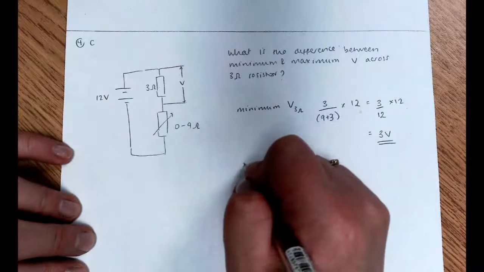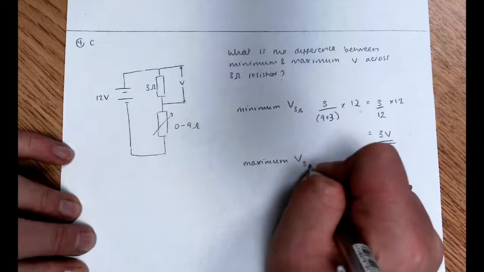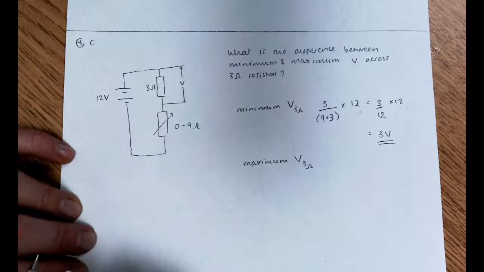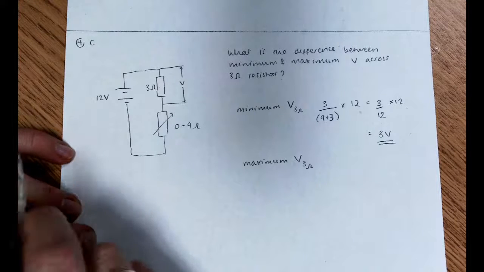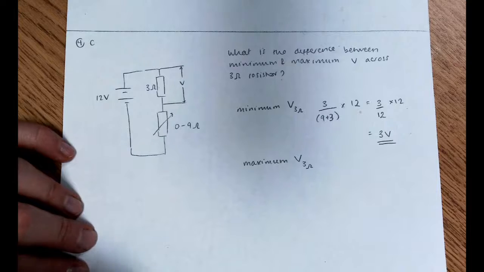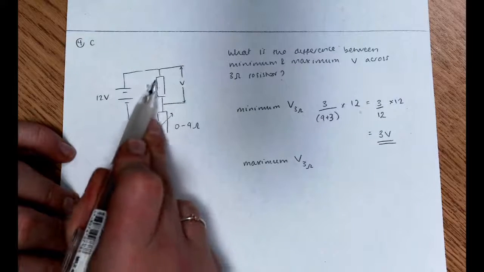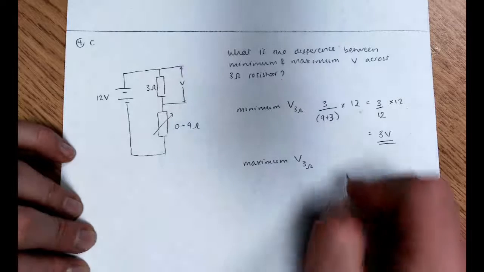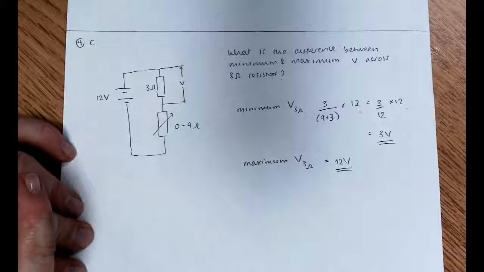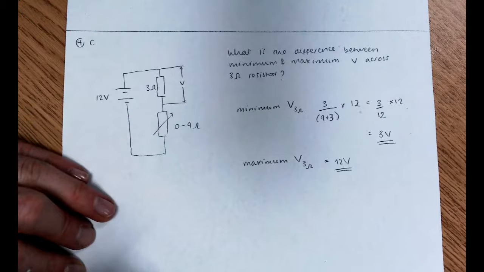The maximum voltage across the 3 ohm resistor is going to be when this variable resistor doesn't take any of the voltage share. So when it has 0 resistance, it won't take any of the voltage share. So in that case, it will then mean that this 3 ohm resistor is able to take all of the voltage possible because the variable resistor isn't taking any. Okay, and therefore the maximum is 12, and that gives us answer C.